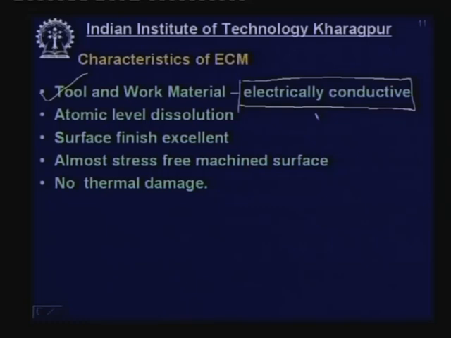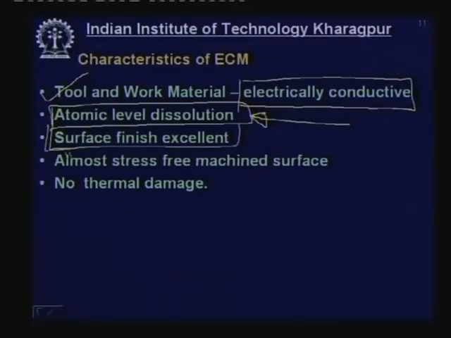What is the next characteristic? The material removal characteristics. Material removal occurs by atomic level dissolution. As we said, electrochemical machining is just the opposite of deposition, the electrochemical coating or deposition process. So, it occurs due to atomic level dissolution, and because it is atomic level dissolution, the next point is very simple to understand. You get a very excellent surface finish. Thus, because it is atomic level, surface finish expected would be very good, and here you can get a surface finish as low as 0.1 to 0.2 micron Ra value, which is very good.